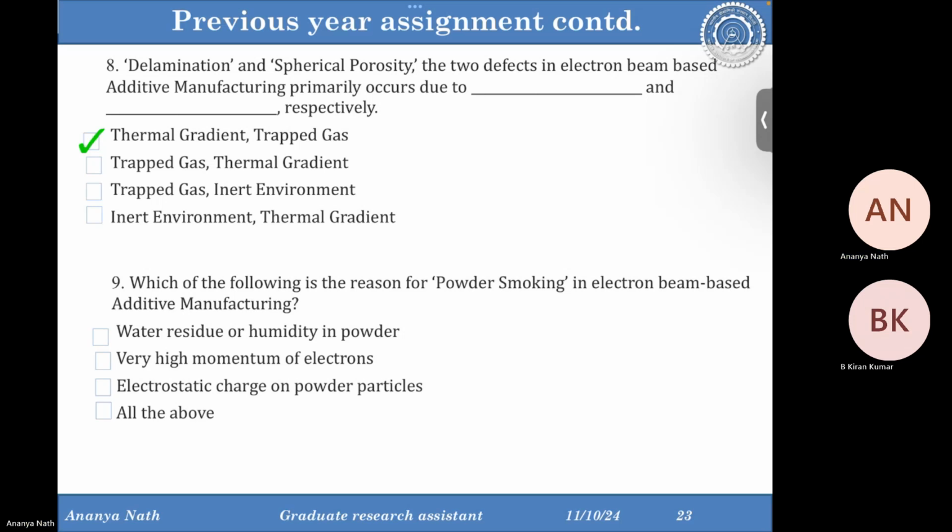Which of the following is the reason for powder smoking? So, electrostatic charge on powder particles will make the powder particles electrostatically charged, and then they start repelling. And when the electron beams go inside the powders, they can make the inner side powders also electrostatically charged. And when they are charged, they all will be negatively charged. They will start repelling, and that's why powders tend to bounce back from the melt pool. Then there can be humidity in the powder, there can be high momentum of the electrons which are bouncing back, which are making the powder bounce back from the melt pool. So these all are the reasons behind powder smoking.